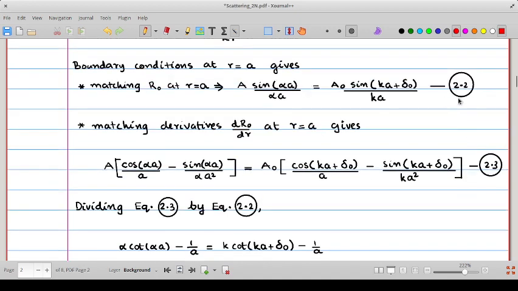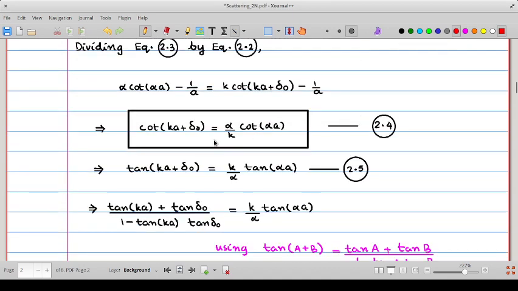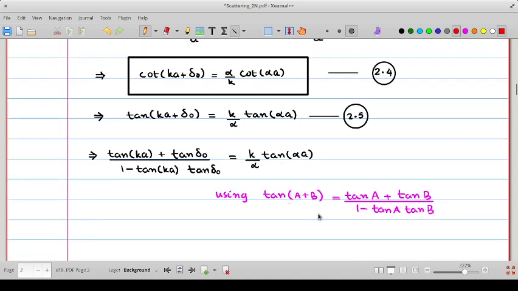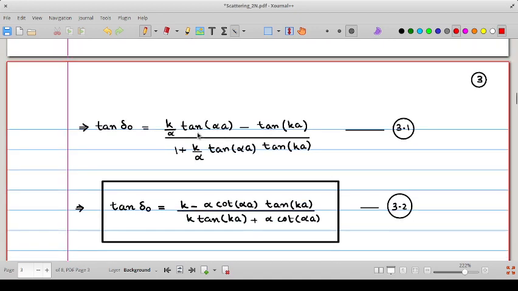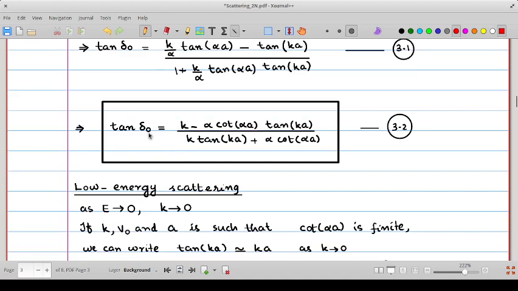Dividing this condition by this, we get the equation k cot(ka plus delta 0) equal to alpha cot(alpha a). Taking the inverse, this simply becomes tan(ka plus delta 0) equals k/alpha times tan(alpha a). Now we can use this trigonometric identity for tan(A plus B), and substituting that here and doing rearrangements, we get the final equation for the phase shift of the S wave: tan delta 0 equals (k minus alpha cot(alpha a) tan(ka)) divided by (k tan(ka) plus alpha cot(alpha a)).